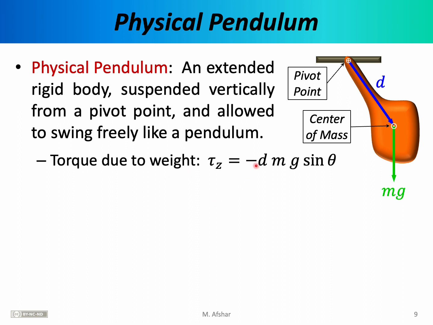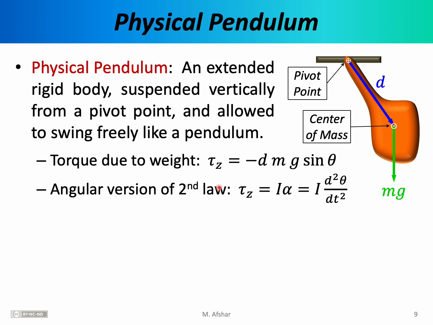That turns out to be minus dmg sine theta. Theta is the angle that this vector here, d, forms relative to the vertical axis. The vector d points from the pivot point to the center of mass, and the length of that vector is important because it determines the torque.